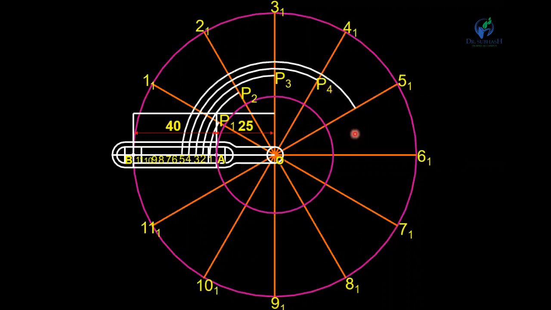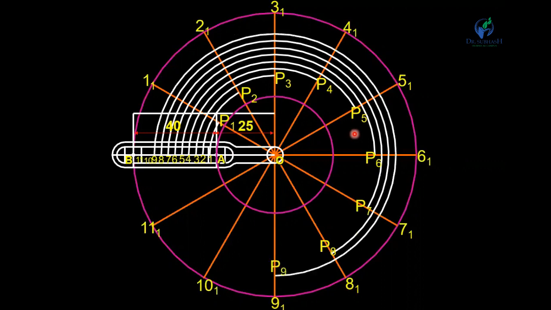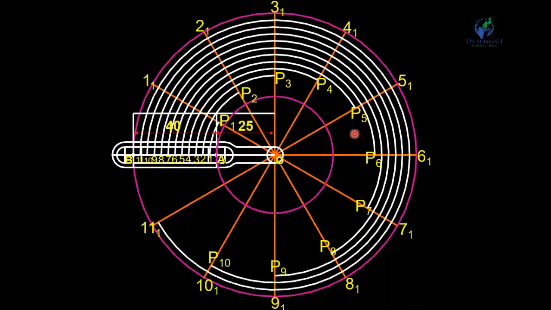P4, P5, P6, P7, P8, P9, P10, P11 and finally you will get the point P12. So join all these points by a smooth curve. So this curve shows the path of point P and it is known as a spiral.